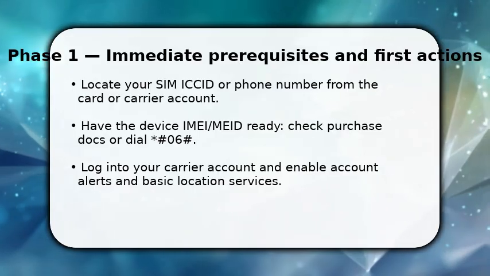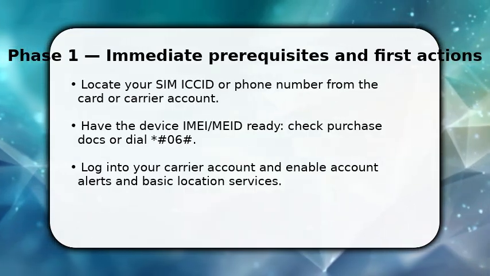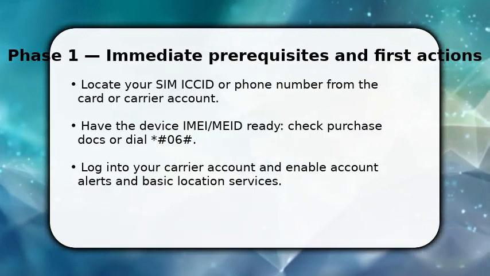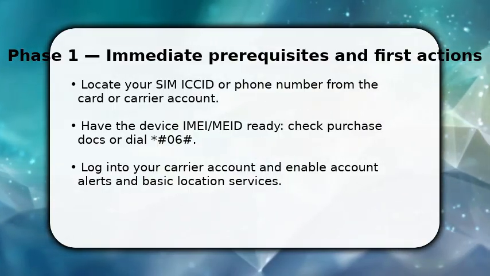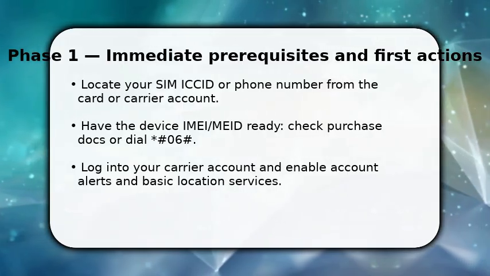You begin by collecting the two identifiers that matter, your SIM ICCID or phone number and the device IMEI. Once you have them, log into your carrier account and confirm you can view recent activity. This lets the carrier verify ownership and start a trace.